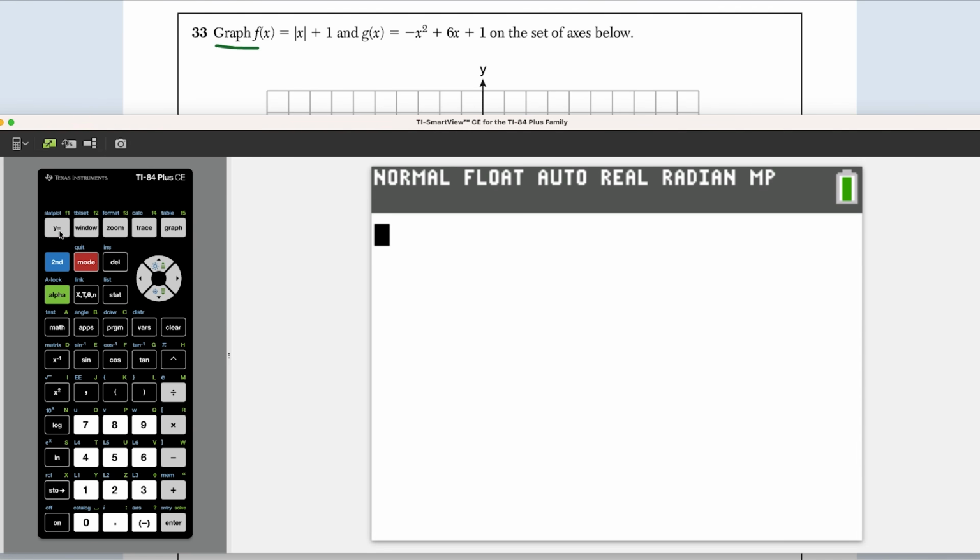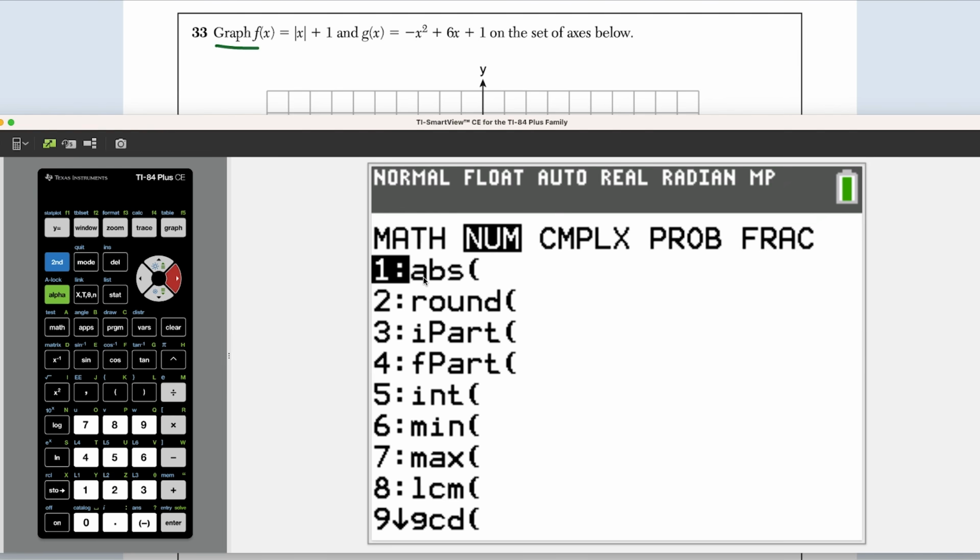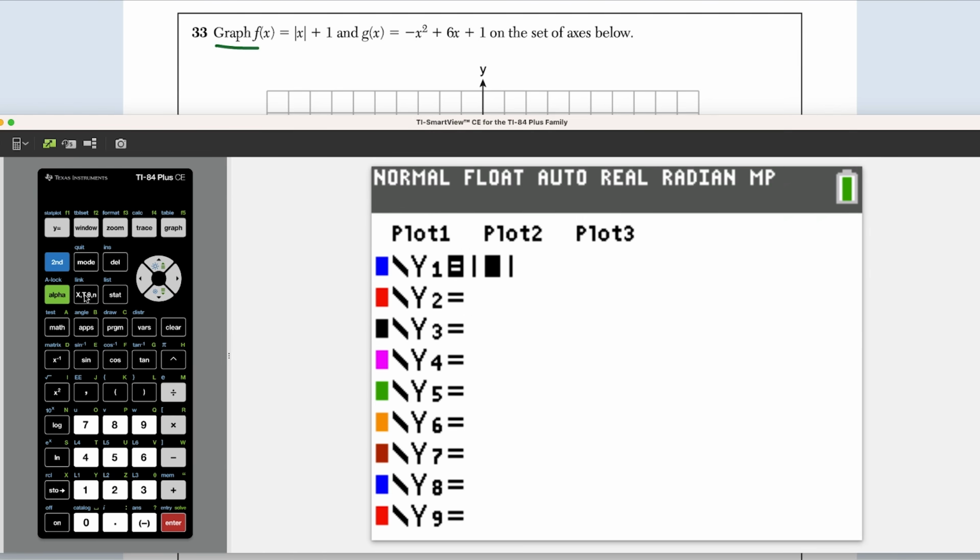So to get the graphs, we press y equals, and we have f of x is absolute value x plus 1. So we're going to press math, go to the right to num here, and then number 1 here is ABS for absolute value x. So we tack on the x, and then we hit the right arrow to get out of this, and then we write the plus 1 on the outside.